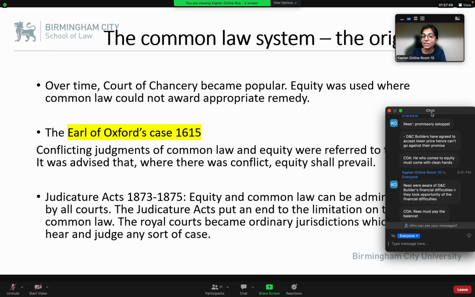The reason why this Earl of Oxford went to the king's court, the king himself, is because some members of the public would purchase a writ and go to the common law court, and once they obtained the decision from the common law court, if they were not happy with it, they would go to equity. So the common law and equity decisions would contradict. So when there's such conflict, which to apply? The king says you always follow equity. So of course this worsened the matter, right?